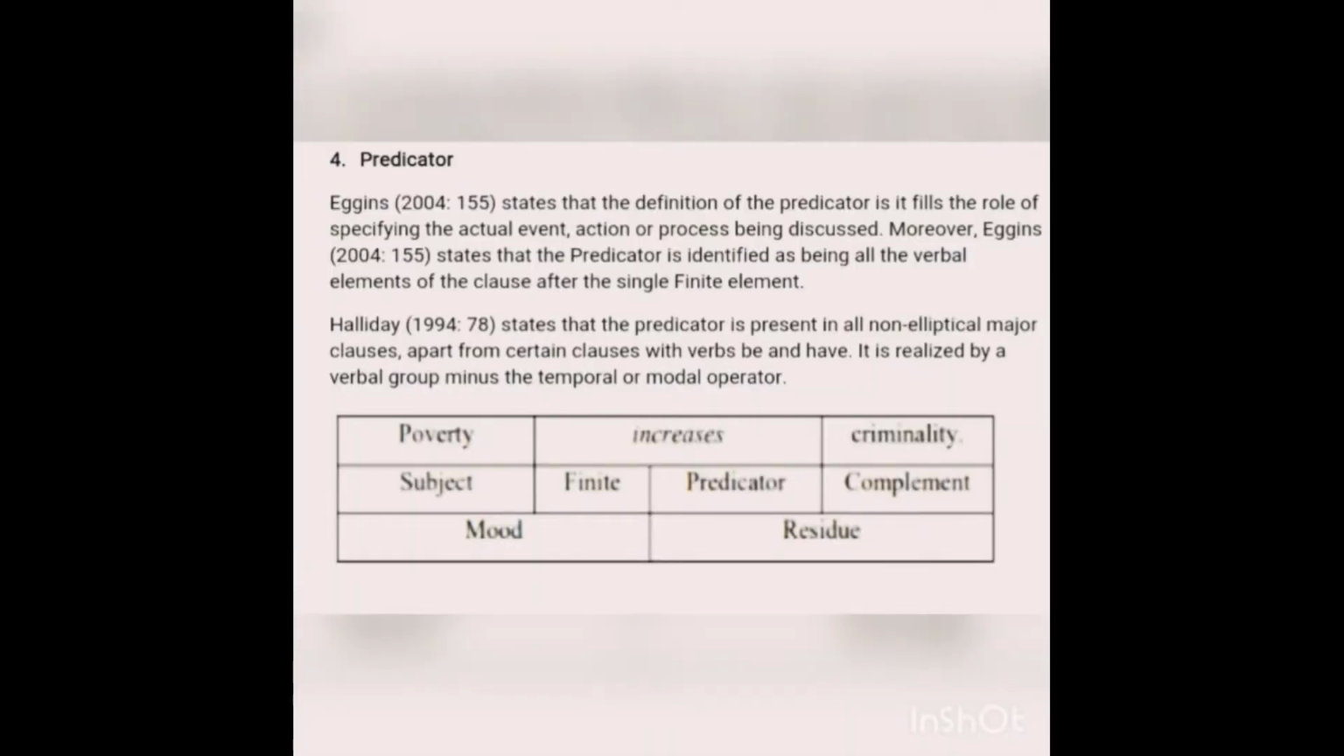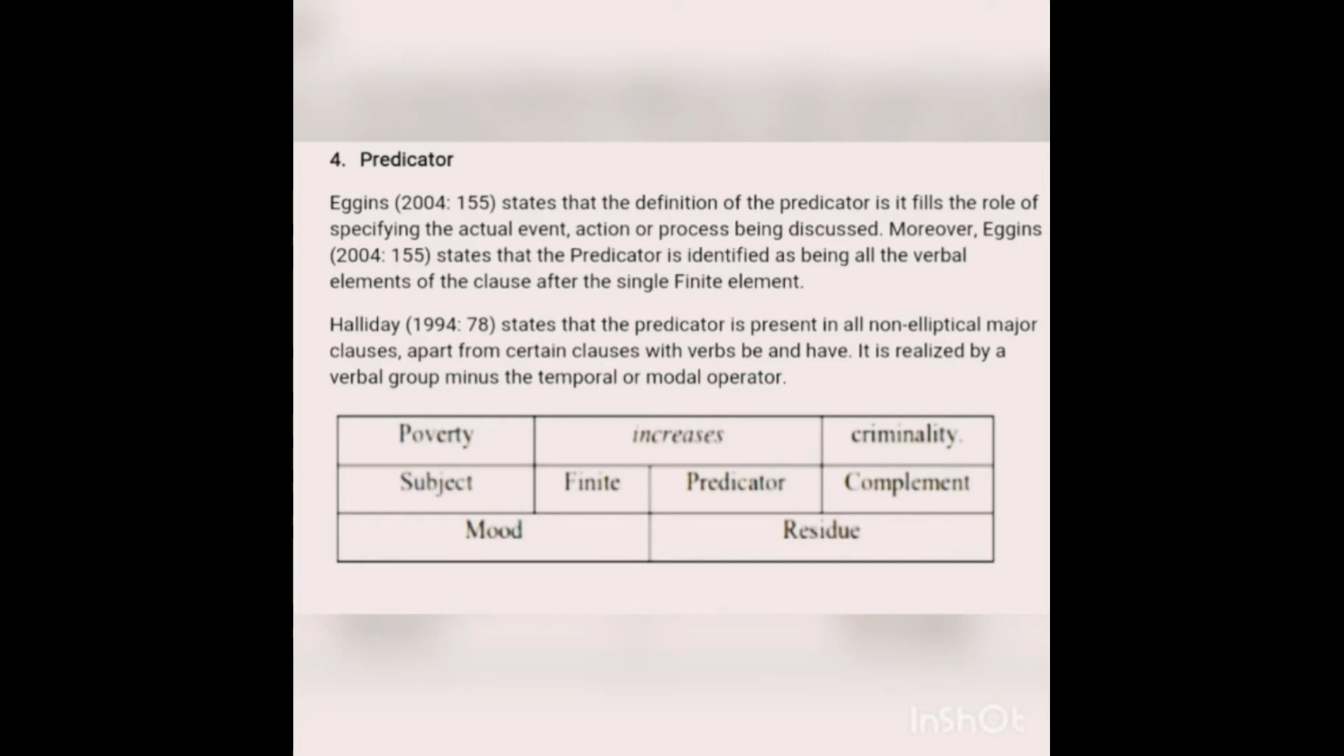Okay, the third is residue elements. Residue elements refer to those elements which are not included in the mood elements. And then the fourth is predicator. The definition of the predicator is that it fills the role of specifying the actual event, action, or process being discussed. The example is: property increase criminality. Youth is the subject, finite, predicator, complement, and residue.